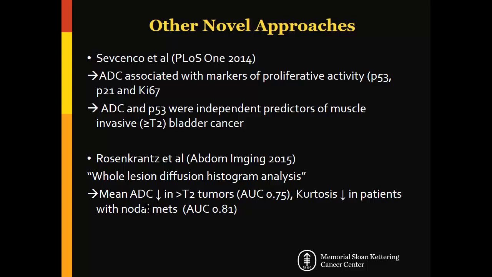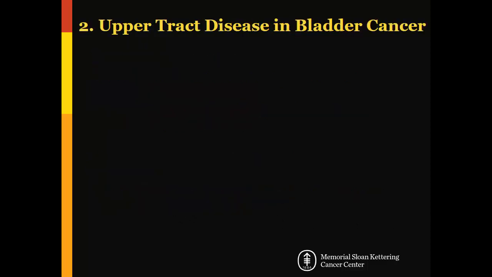As in all the other papers, it found that ADC was lower in muscle-invasive tumors. The kurtosis, and this is not the kurtosis from DKI, it's the kurtosis derived from the histogram analysis, was lower in patients who had nodal metastasis, but was not in itself associated with the T stage. So the conclusion of that paper was that maybe you can use both. You can use the ADC value for its association with the T stage and use some of these more fancy histogram volume-derived parameters to establish extent of disease.